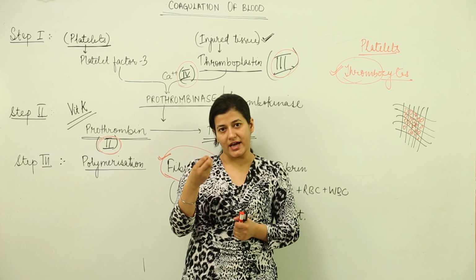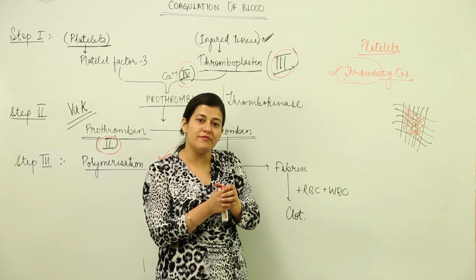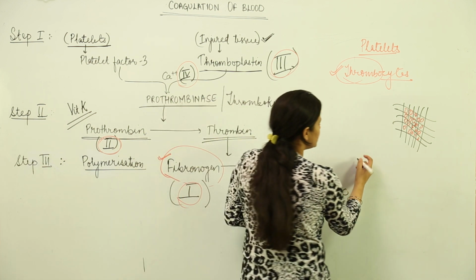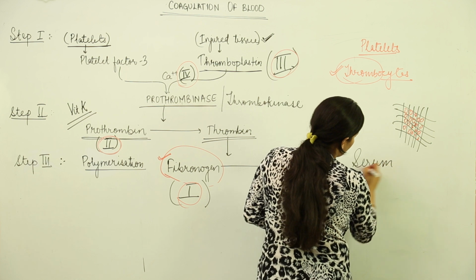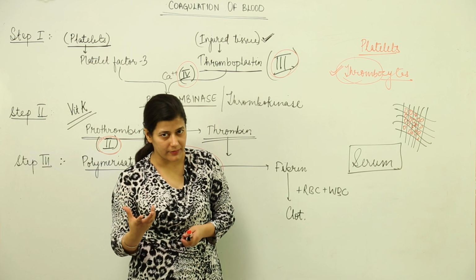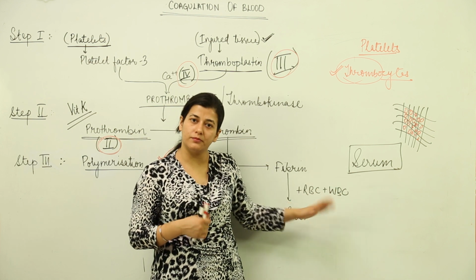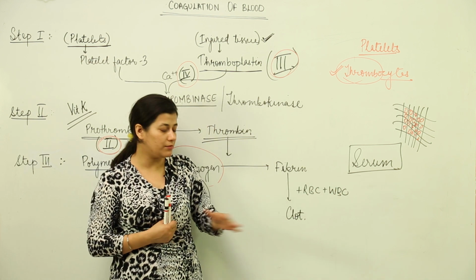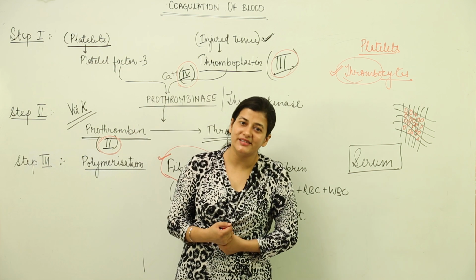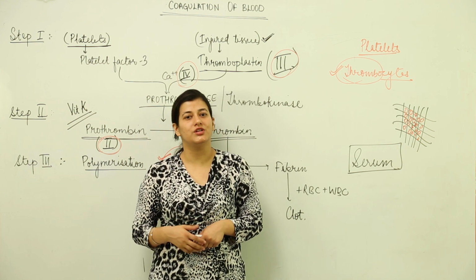Now from that clot, when the RBCs, WBCs and fibrin have been entangled in it, a watery substance oozes out, and that is known as serum. This serum is simply plasma without its proteins, and the formed elements, the cellular components of the blood, are also not present. So this is the entire mechanism of blood coagulation that takes place whenever an injury occurs in the body.